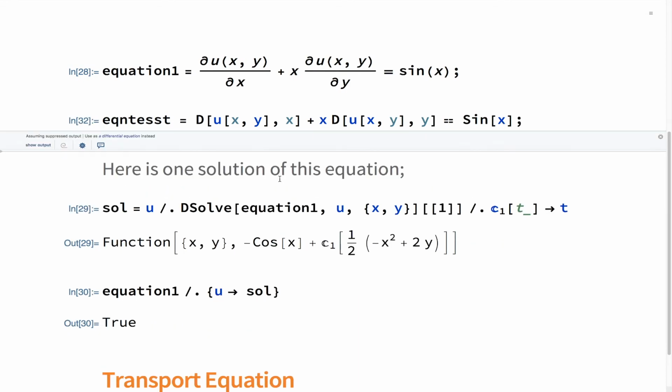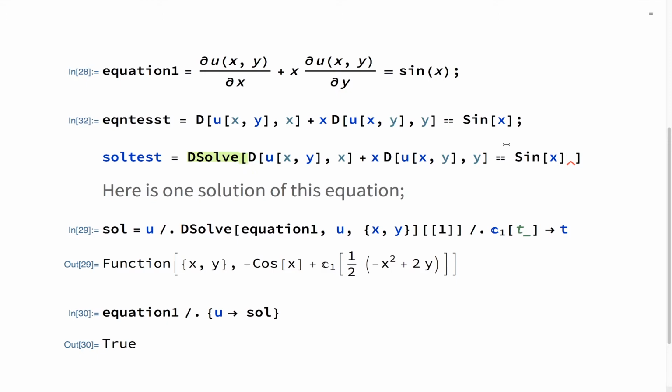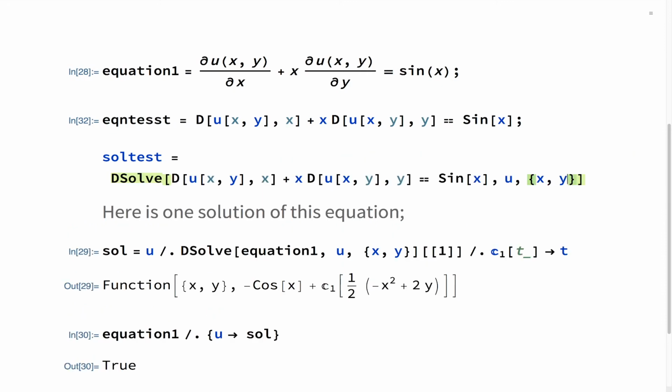And then similarly, we can do the solution for that. So this will be solution of test, and we can do it by DSolve. So the first part is the equation. So this is the whole equation. So this goes here. Okay. And then the other parameters are the main u and the variables x and y.